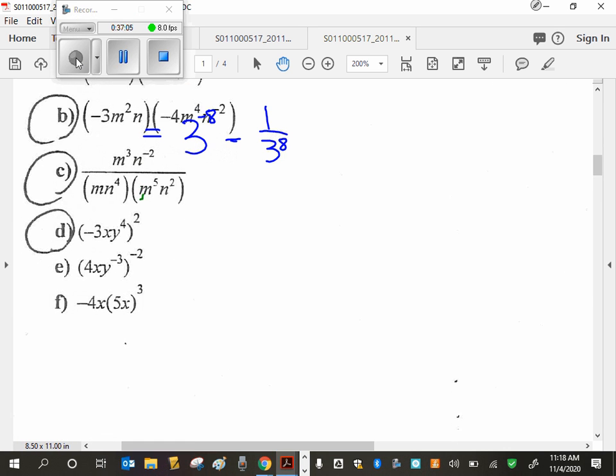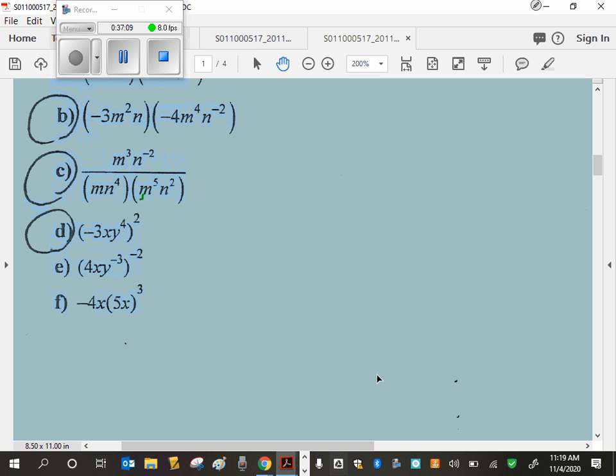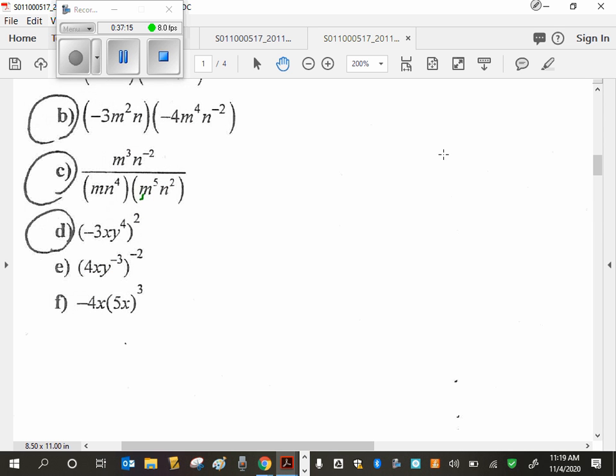Go ahead and do B. I'll tell you what to do. Multiply numbers and add exponents, please. Okay, when you multiply, negative 3 times negative 4 is 12. Add exponents, x to the 6, y to the negative 1.